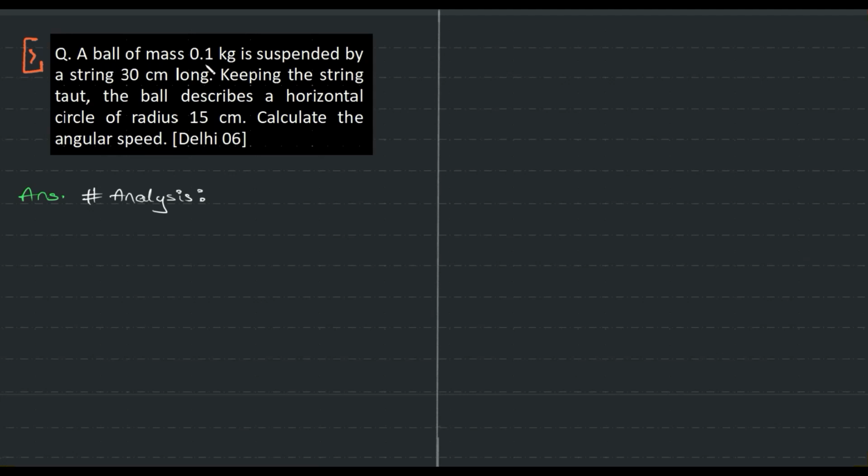So we have a ball of mass 0.1 kg suspended by a string 30 centimeter long. Keeping the string taut, the ball describes a horizontal circle of radius 15 centimeter. Calculate the angular speed. So we have something like that.